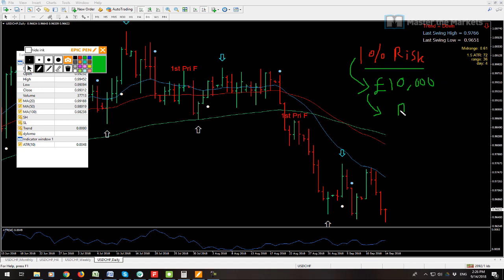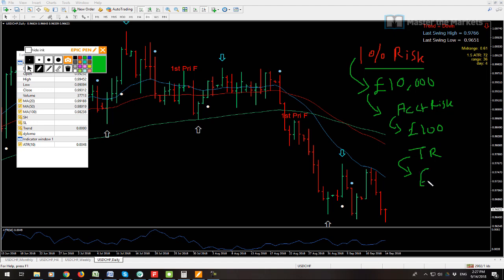So the first thing is what we call the account risk. The account risk here, 1% of that is going to be £100, okay? Then the next thing we calculate is what we call the trade risk. Now the trade risk is your entry minus your stop loss. So before you enter into any trade, you're supposed to calculate your entry and your stop loss, okay?